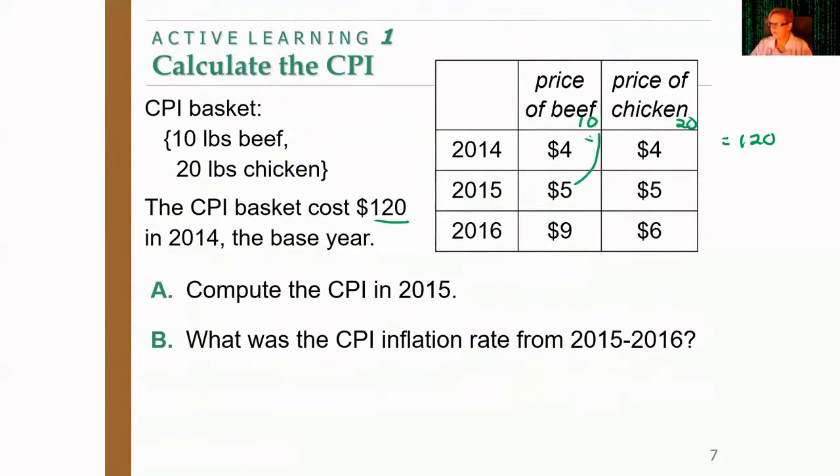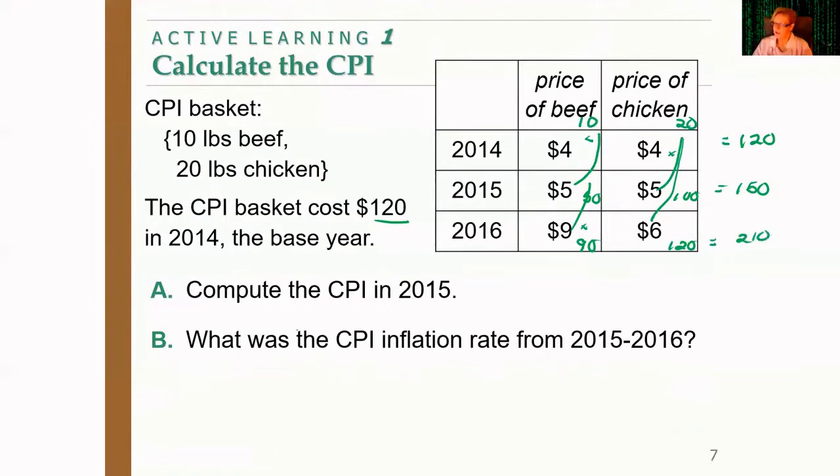So I'm going to take 5 times 10 is 50. 5 times 20 is 100. So I end up with 150 as my basket's cost. 9 times 10 is 90. 6 times 20 is 120. So I end up with 210.